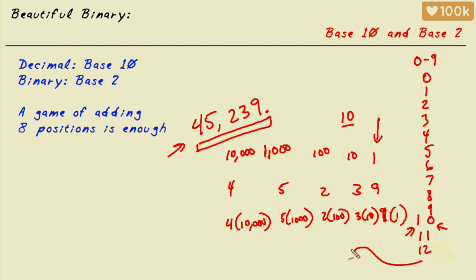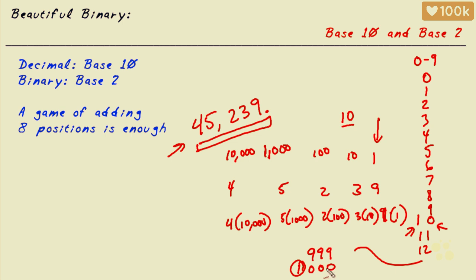And then if we get all the way to, for example, 999 by continuing counting, and we need to go one more, we carry the 1 again. And we have 1,000. So that means we have a 1 in the thousands position, and we have 0 100s, 0 10s, and 0 1s.